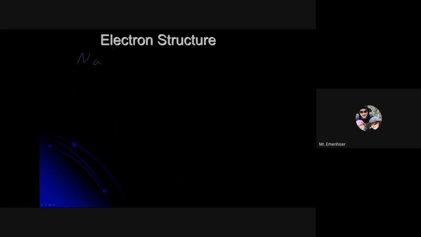Sodium is element number 11, so it has 11 protons. And this is the last one, 11 electrons. So I'm going to have my nucleus here, 11 protons in that nucleus. All right, then I have my first shell. I'm going to have 2 electrons in there. There's an electron, there's an electron. I had 11, I took out 2. I got 9 electrons to go.